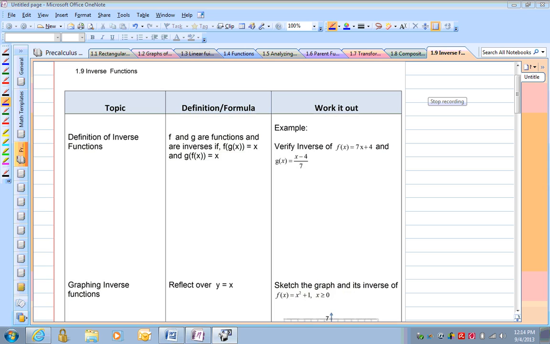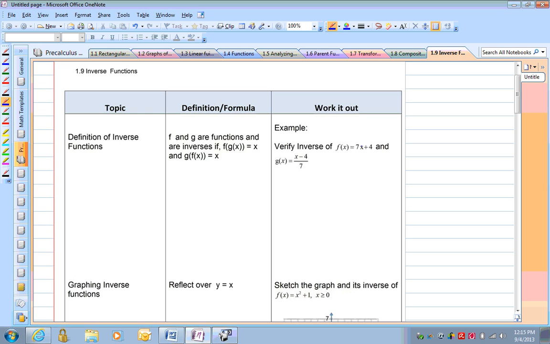First of all, we're going to just define an inverse function. If f and g are functions, they are inverses if f of g of x is equal to x and g of f of x is equal to x. So in other words, the composition of f of g and the composition of g of f both equal x. Let's take a look at an example here and work that out together.